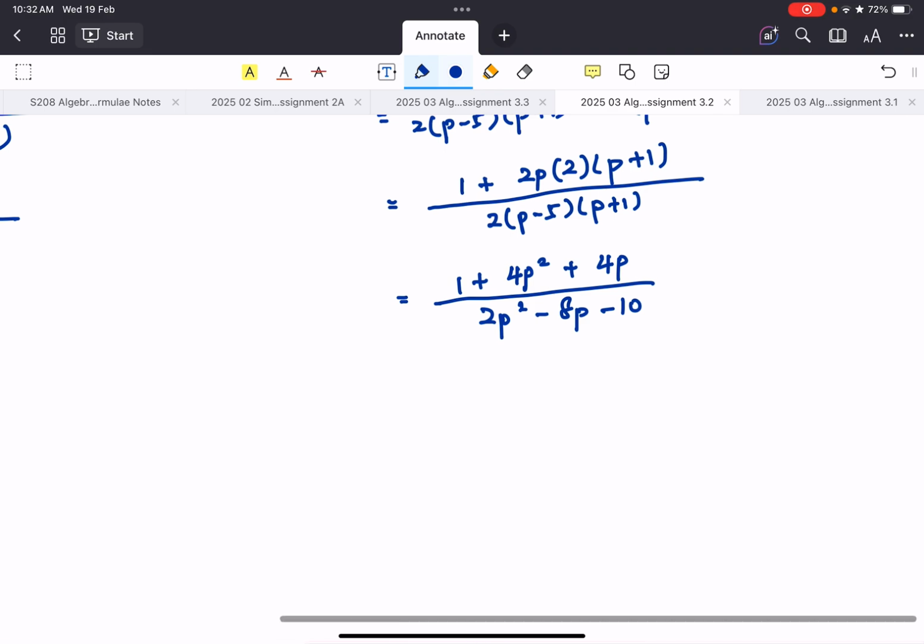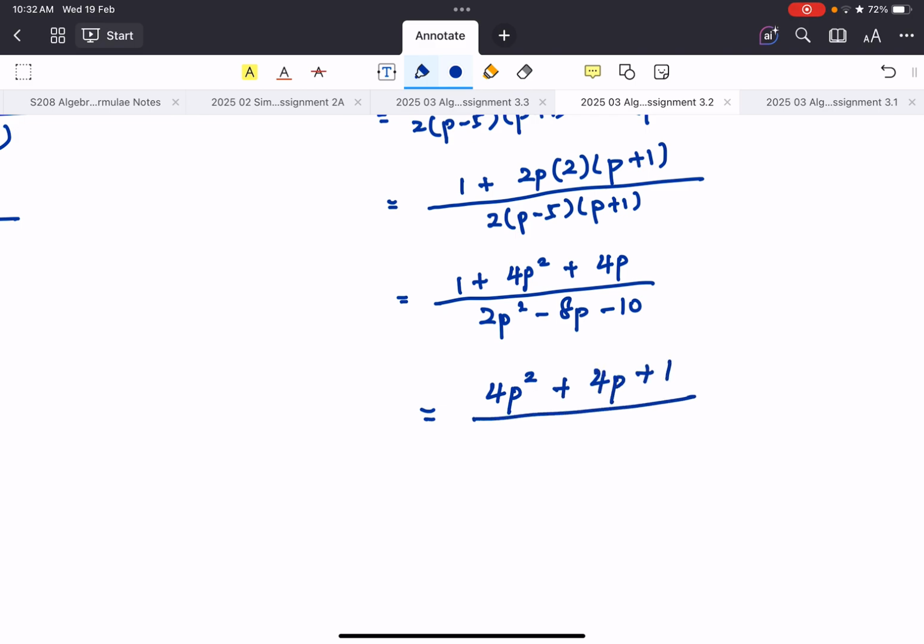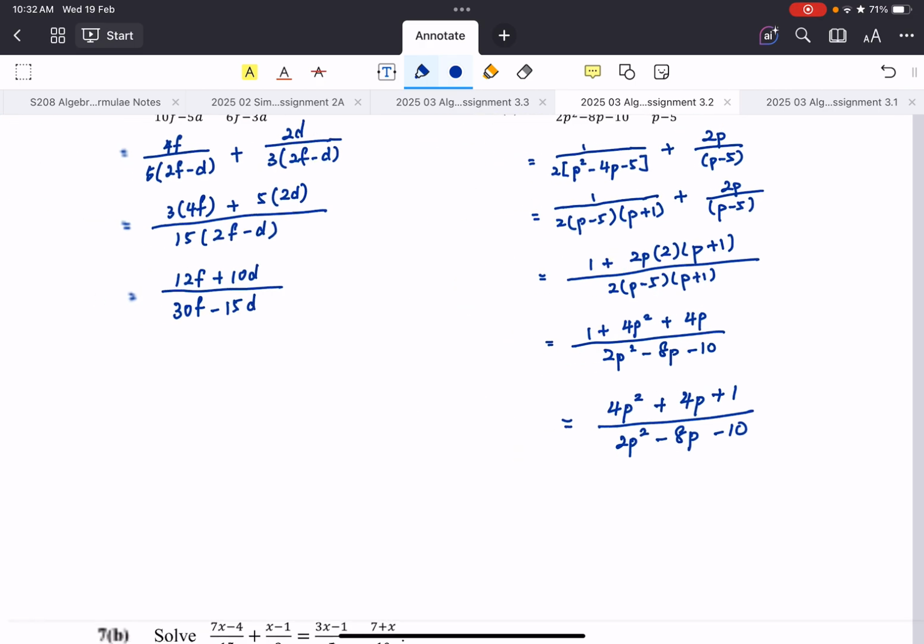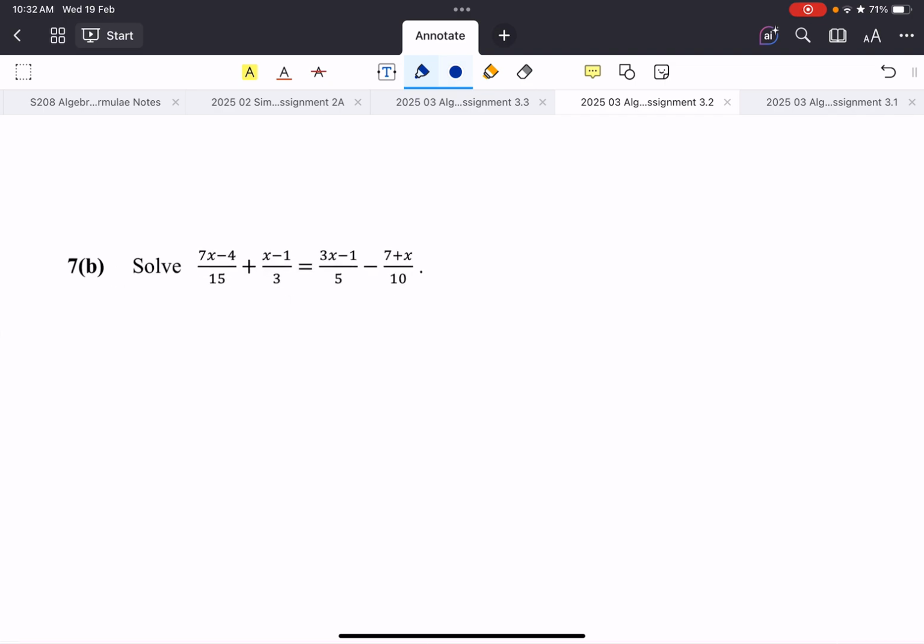If we want things to be neater, we can always write the power in descending order. So we have this situation over 2p squared minus 8p minus 10. Alright, one more to go.